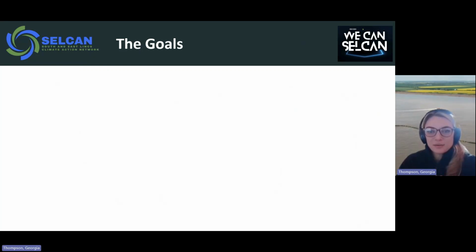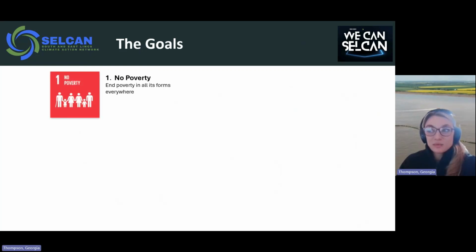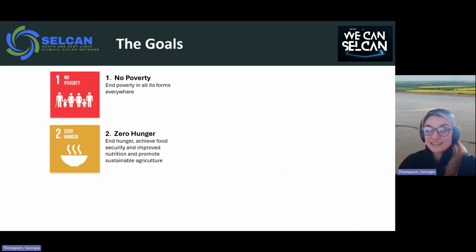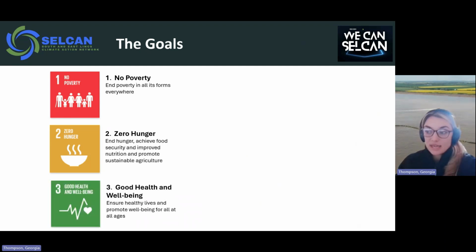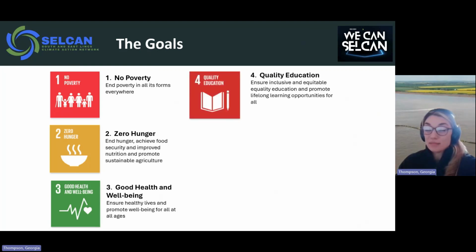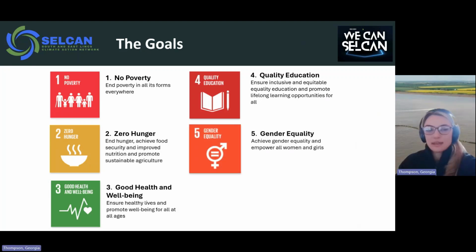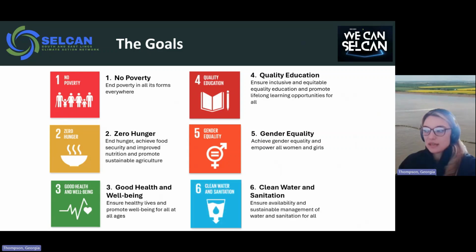So let's take a quick look at all 17 of the goals. Number 1 is no poverty, and poverty in all its forms everywhere. Number 2 is zero hunger: end hunger, achieve food security and improve nutrition and promote sustainable agriculture. Number 3 is good health and well-being: ensure healthy lives and promote well-being for all ages. Number 4 is quality education: ensure inclusive and equitable quality education and promote lifelong learning opportunities for all. Number 5 is gender equality: achieve gender equality and empower all young women and girls. And number 6 is clean water and sanitation: ensure availability of sustainable management of water and sanitation for all.